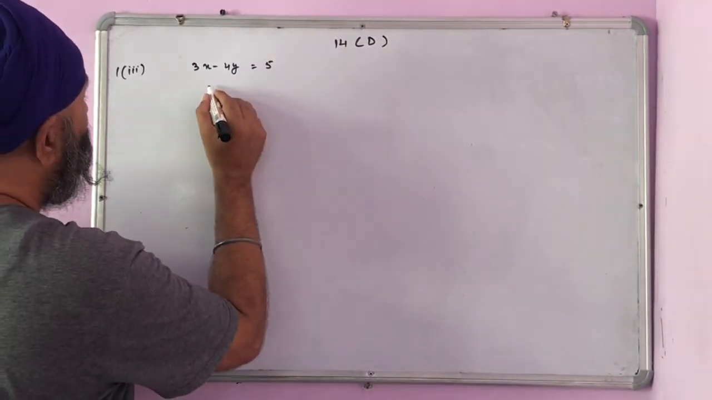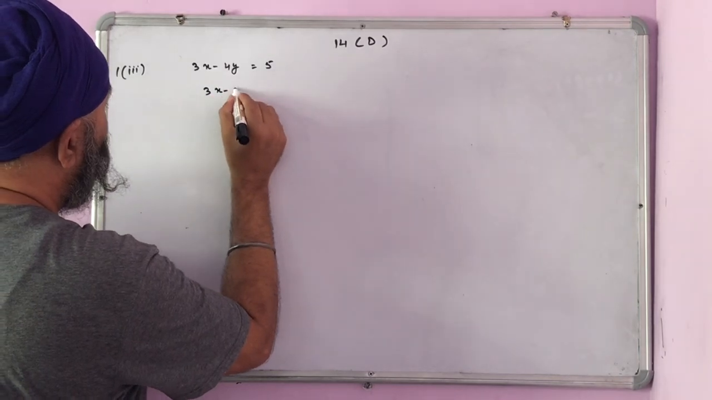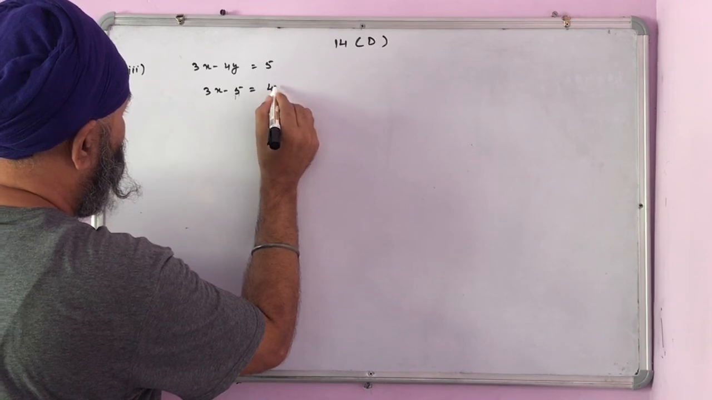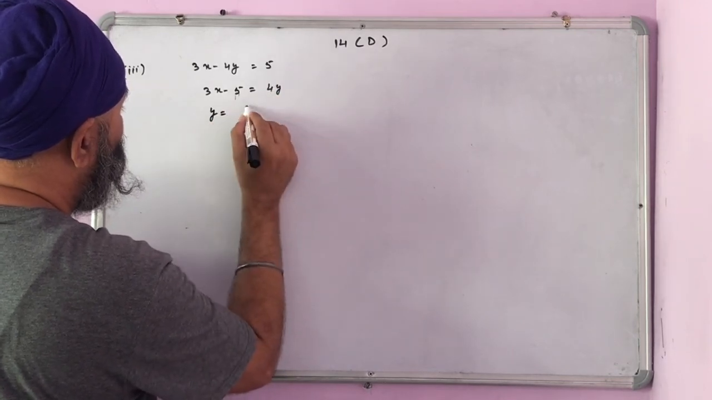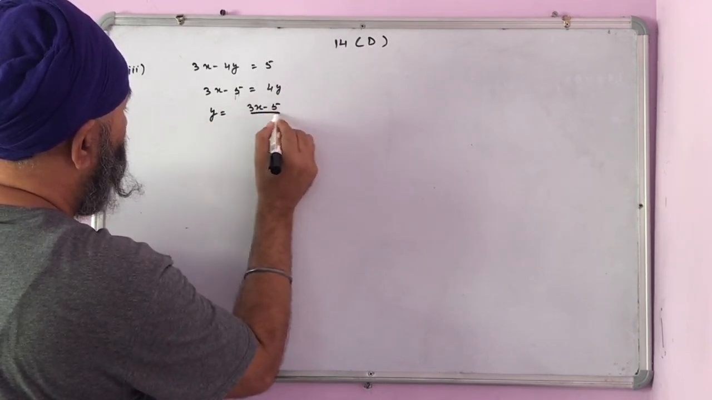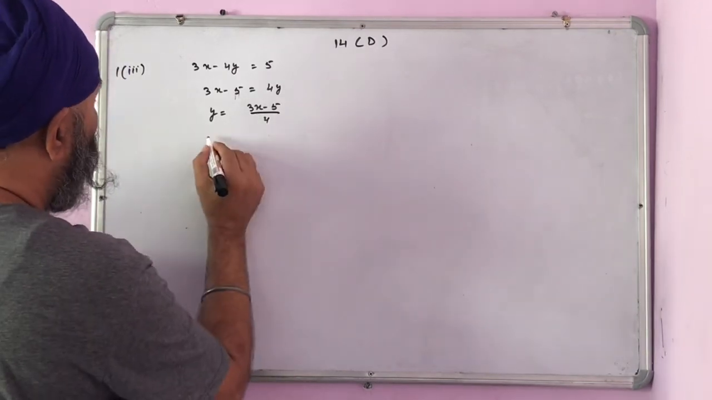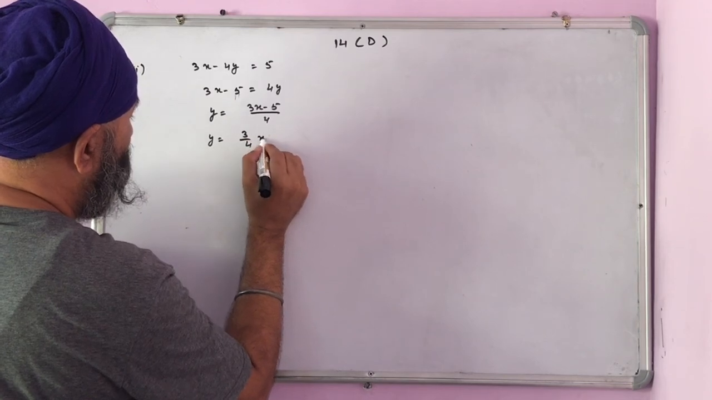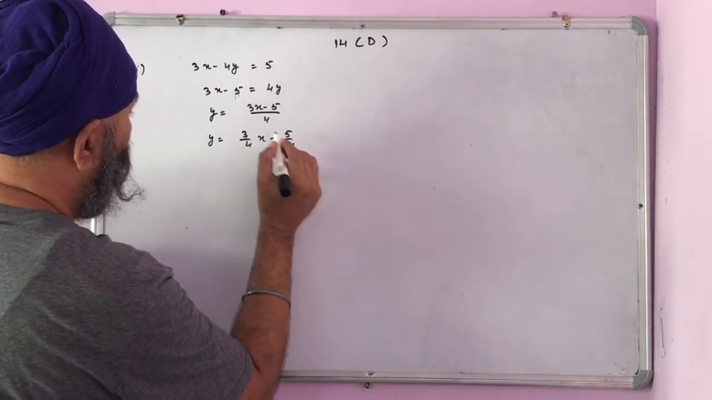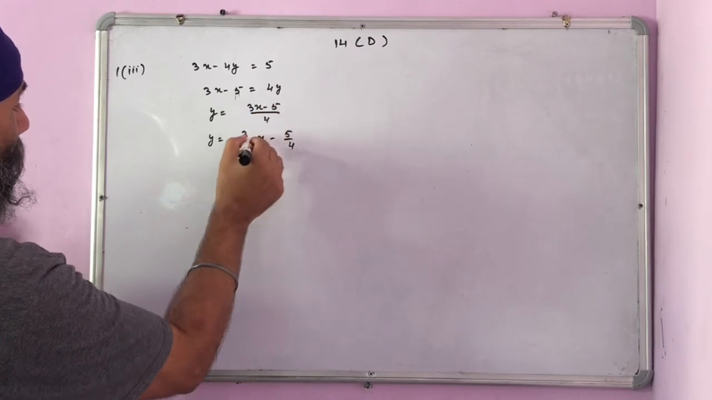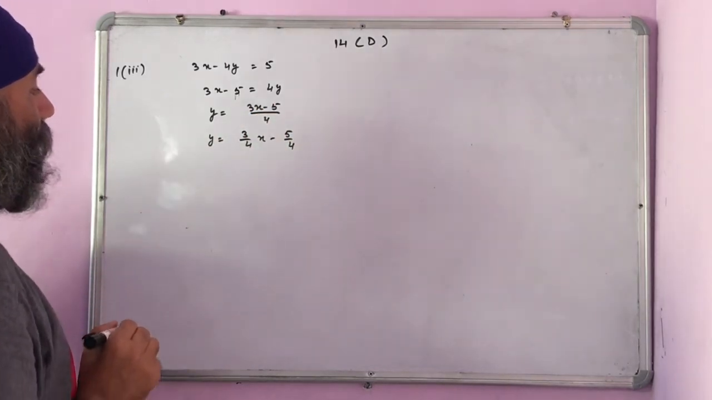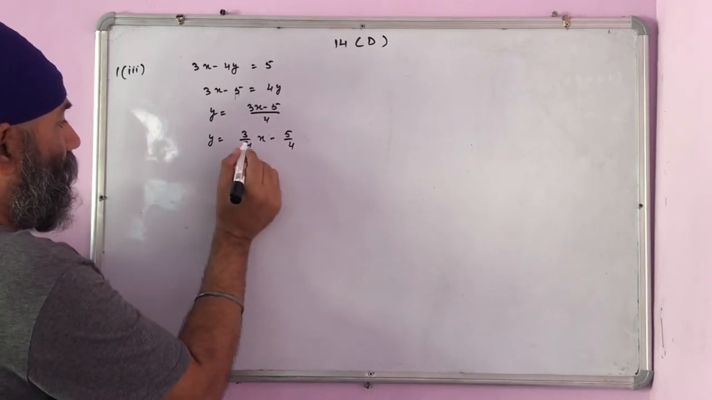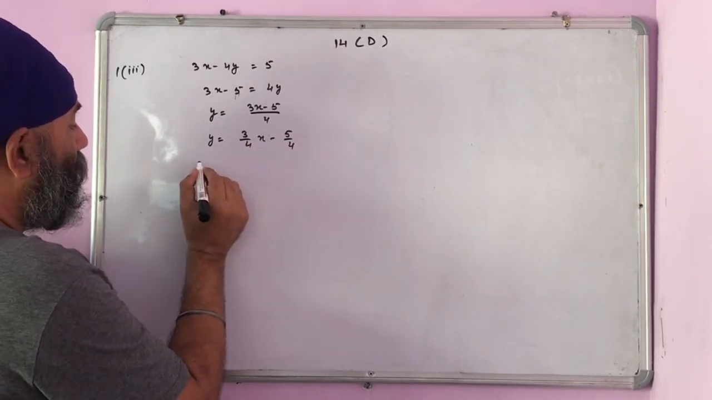So it means 3x minus 5 is 4y, or y is (3x minus 5) upon 4, or y is 3 by 4 x minus 5 by 4. You divide 3x and 5 by 4, it becomes minus 5 upon 4. Now this equation is in the form of y is equal to mx plus c.